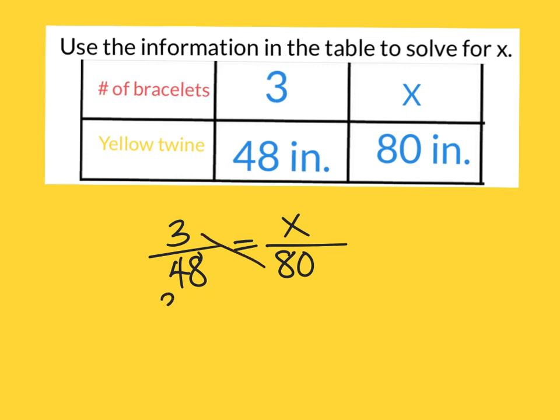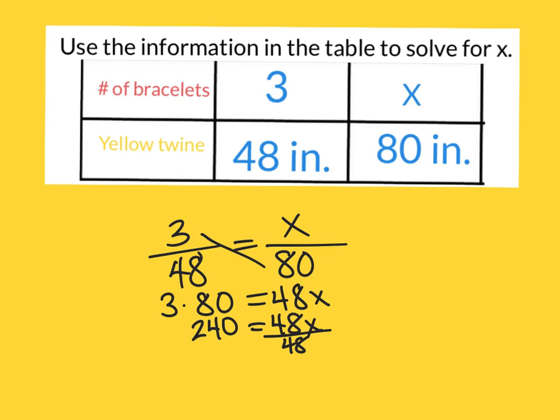So my first cross product, 3 times 80 equals 48x. 3 times 80 is 240. To solve for x, or isolate x, I'm going to divide by 48. The property of equality says I need to do it on both sides. x is now alone, and it equals 5. If you want to rewrite it as x equals 5, that's okay too.